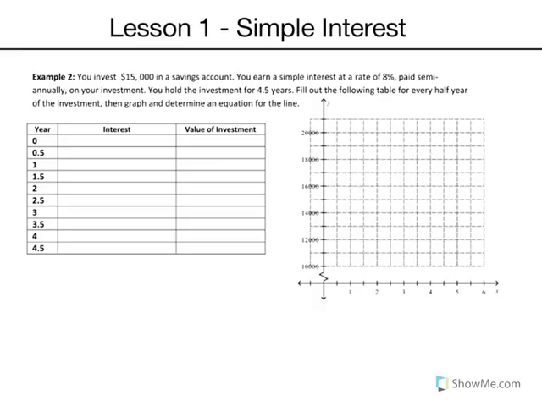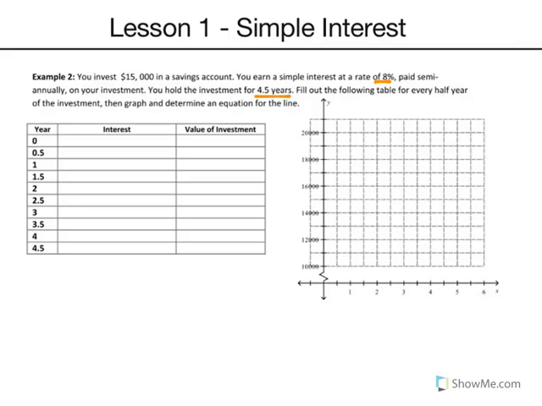Alright, example 2. You invest $15,000 into a savings account. You earn a simple interest rate of 8%, and it's paid semi-annually on your investment. You want to hold the investment for 4.5 years. So we're going to fill out the following chart for every half year to see how much the investment grows.